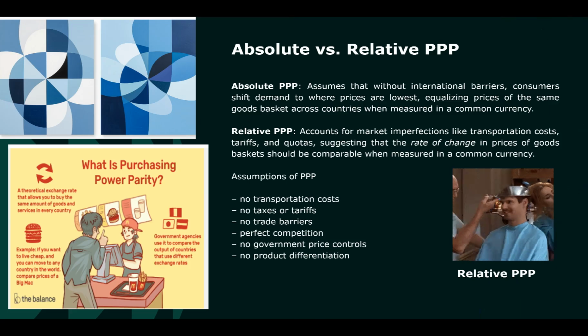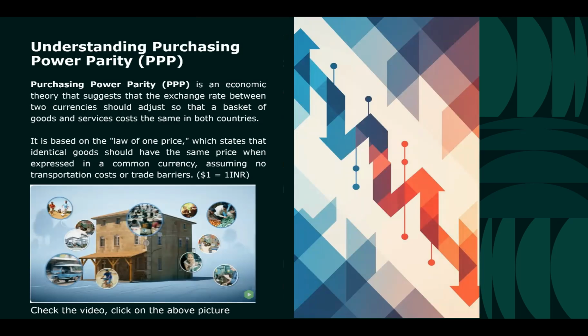So what is PPP? PPP is mainly an economic theory used by various economists in order to determine where the exchange rate is going. PPP is an economic theory that suggests that the exchange rate between two currencies should adjust so that the basket of goods and services costs the same in both countries. So it is based on the law of one price.